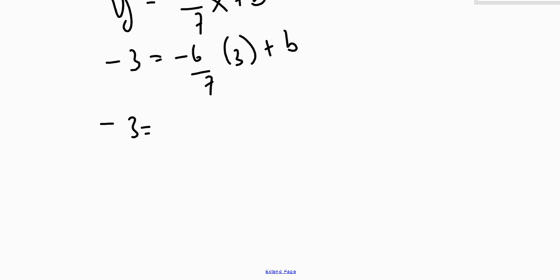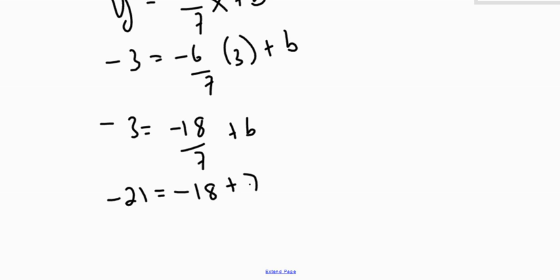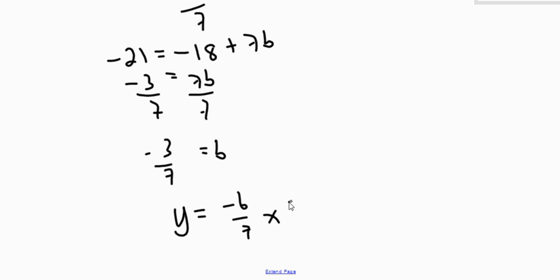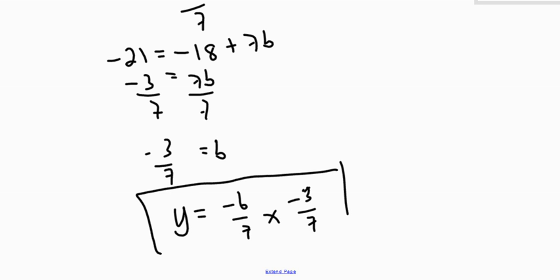So negative 3 equals negative 18 over 7 plus b. I'm going to multiply everything by 7 to get rid of that fraction. So negative 21 equals negative 18 plus 7b. Add 18, negative 3 equals 7b, and divide by 7. So if I divide by 7, I end up with a b value of negative 3 over 7. So now I know that this equation has a slope of negative 6 over 7 and a starting value, or y-intercept, of negative 3 over 7. So that's the equation of the median line from R.